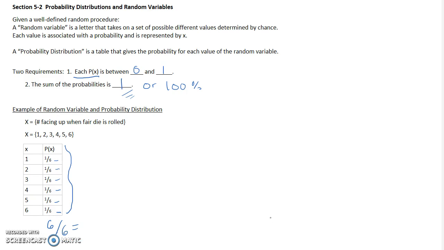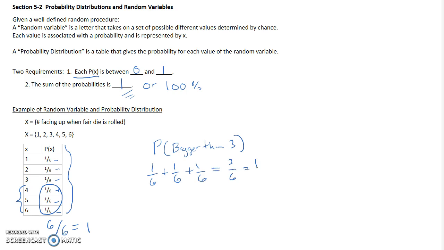Now what's nice about this? What's great about a probability distribution is I can ask something like, what's the probability of rolling higher than a 3? Well, we would just look at the values that are higher than 3. These are the probabilities that are higher than 3. We would add those together. We would get 3 out of 6, or 1/2. So it's a nice way. I don't have to think about each individual event separately because they're all nicely organized within the table for me.